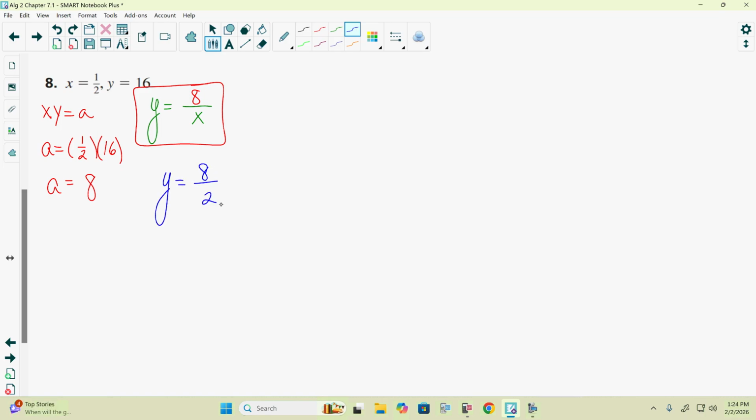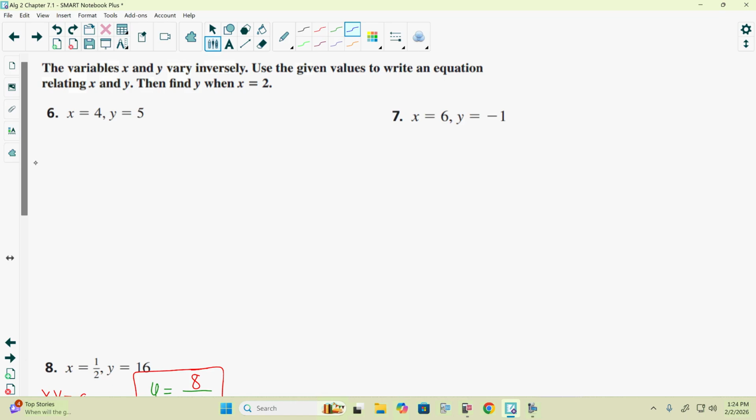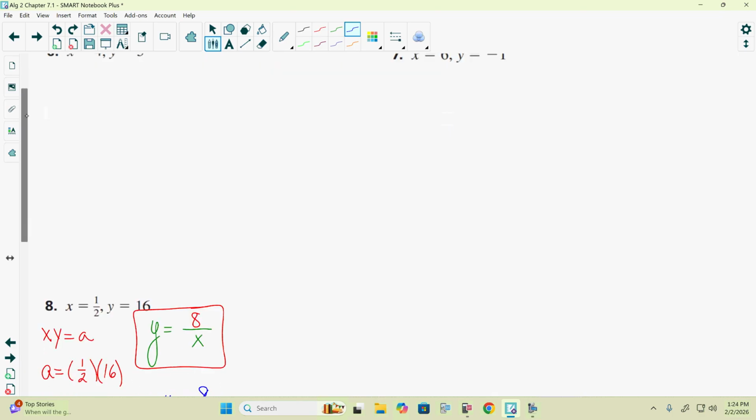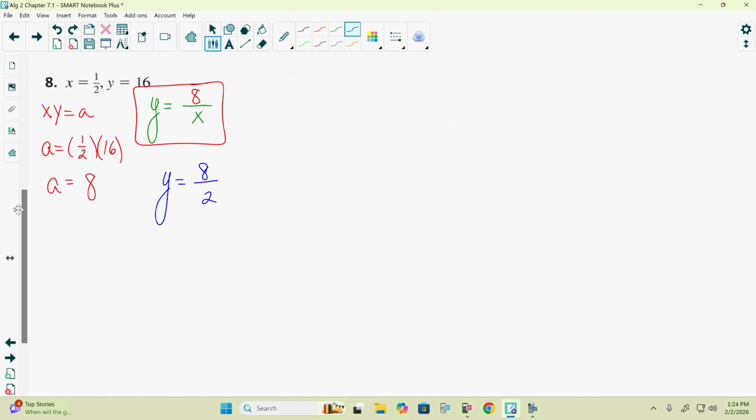Then we need to find the value of y when x is 2. And they will do this on the homework questions. Be set up just like this here. They'll give you the x and y, they vary inversely. And the value you're looking for is in the question. Well, here, 8 divided by 2 is 4. So y is equal to 4, and y equals 8 over x.